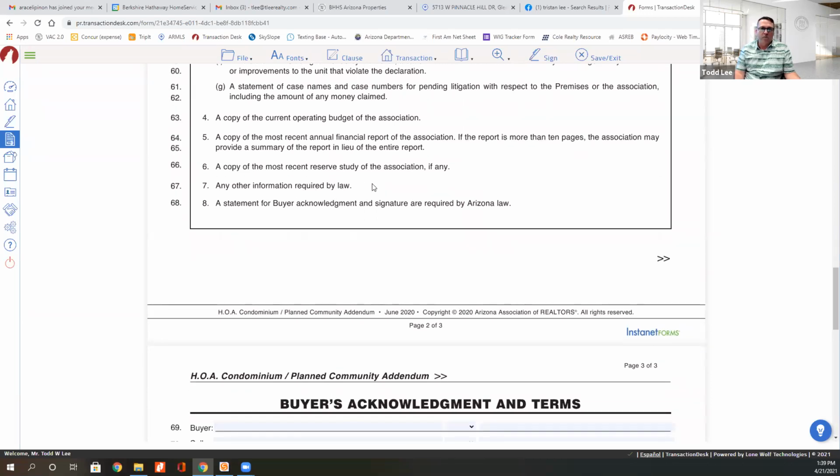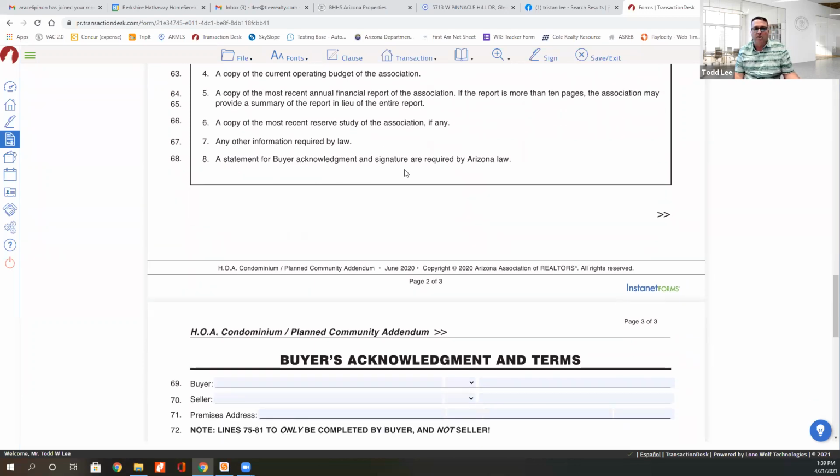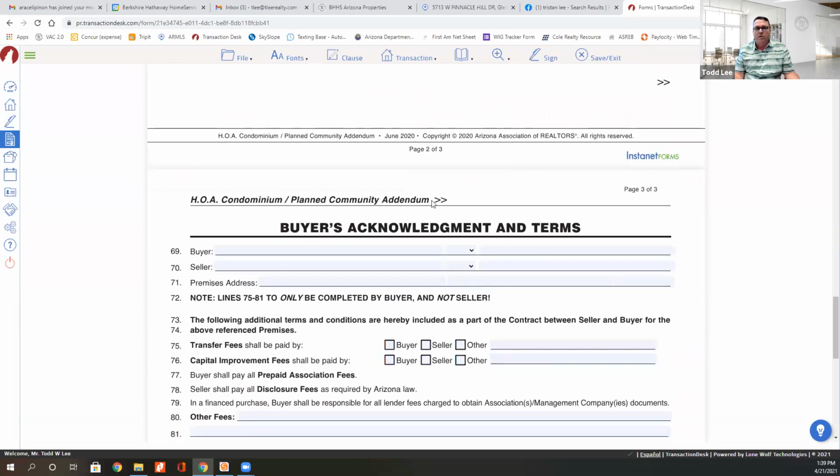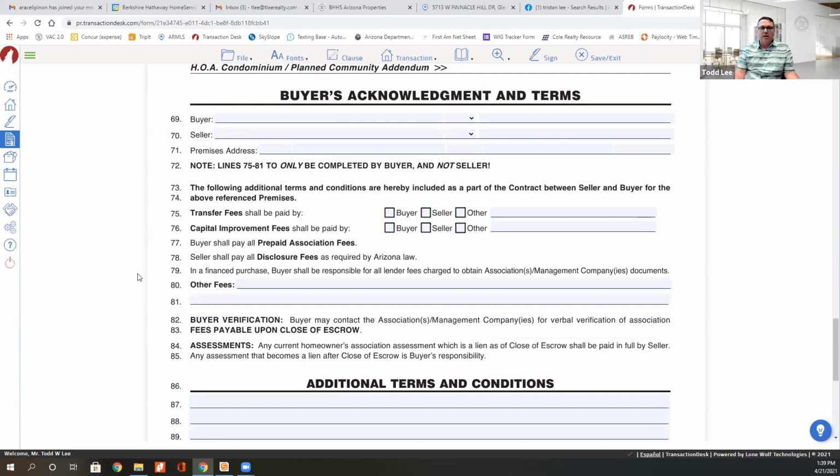A copy of the most recent reserve study, if any other information required by law, and a statement for buyer acknowledgement and signature that are required by law. So you have to have some kind of a form that says, yes, they've received it. So then you get onto the last page, and this last page, what's it say there?